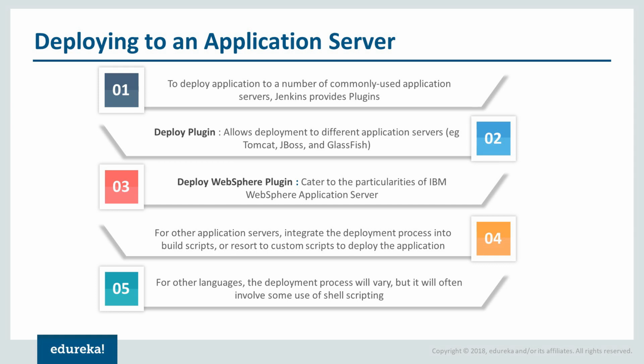For other languages, the deployment process will vary, but it will often involve some use of shell scripting. Shell scripting or Python scripting is something you can heavily utilize if you don't have a direct plugin to do your task. It's not only with deployment: anything you're trying to achieve with Jenkins, if you don't have a direct plugin available, you can always use scripting to achieve what you want.